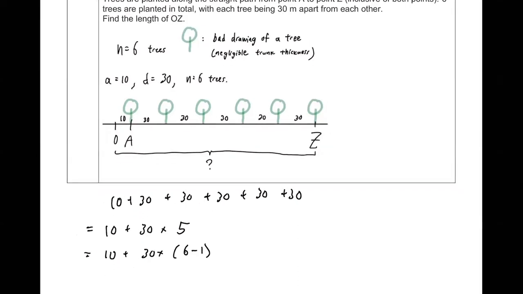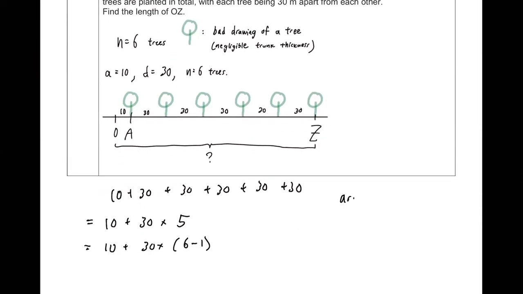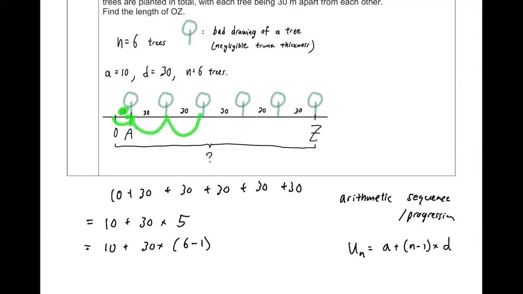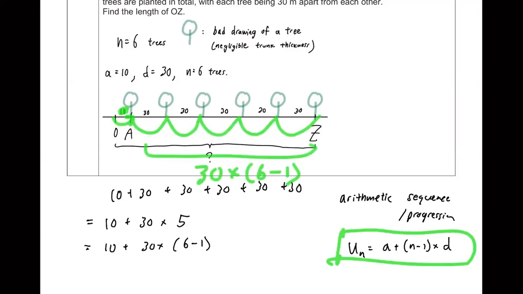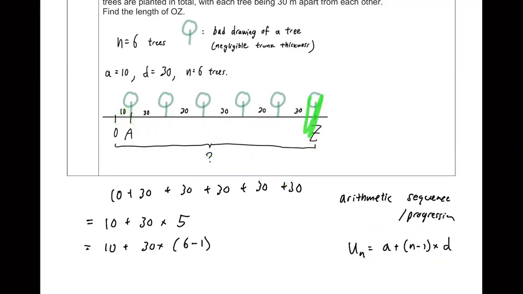So in general, I'm trying to bring up the formula for the arithmetic sequence or progression. You have a Un, it will always be equal to a plus bracket n minus 1 times d. You start with the initial distance a, and then you jump plus 30, plus 30, plus 30, plus 30, plus 30. But how many times is that? It's 30 times n minus 1, in this case 6 minus 1. Okay, this is the formula of arithmetic sequence. The nth term, the 6th term. You can also maybe denote this as U6.